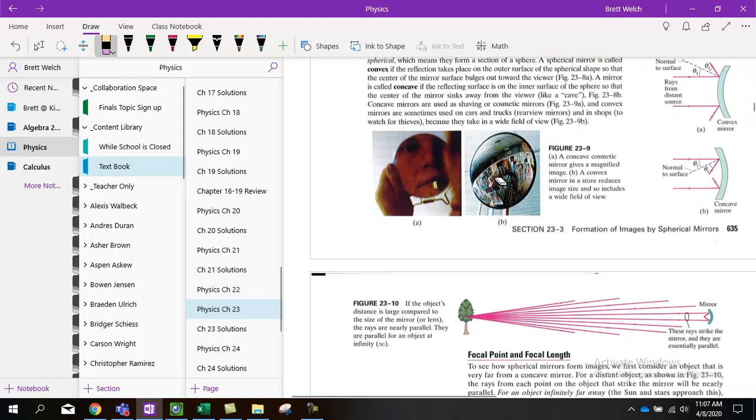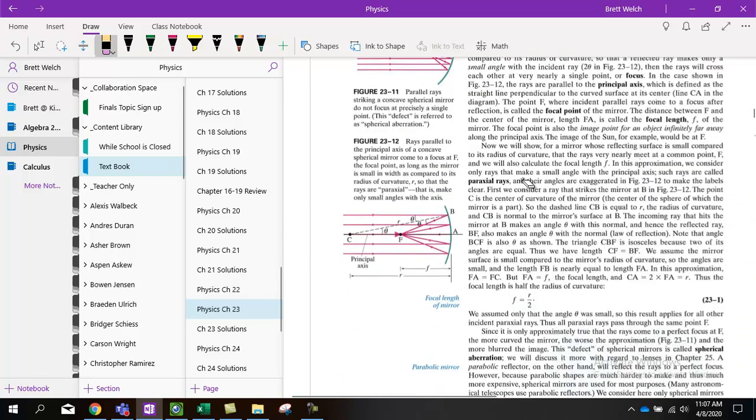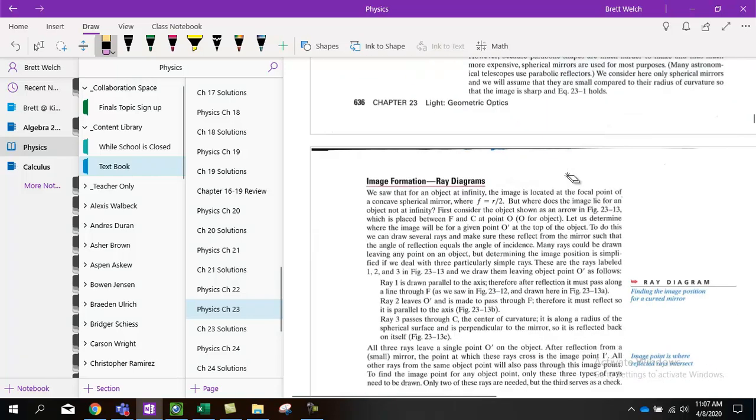You can see this spherical mirror. This is a convex mirror. It allows us to see a larger region of things. A concave mirror is often used for magnification, and we can see this idea of coming to a focal point.